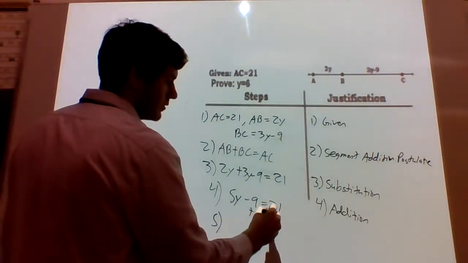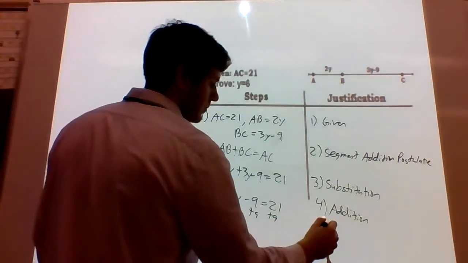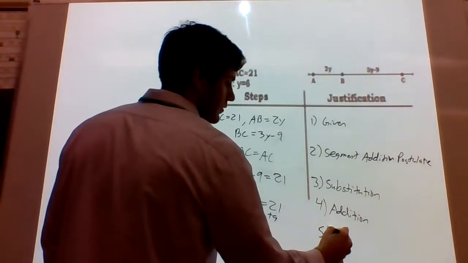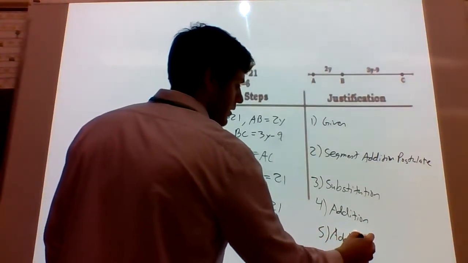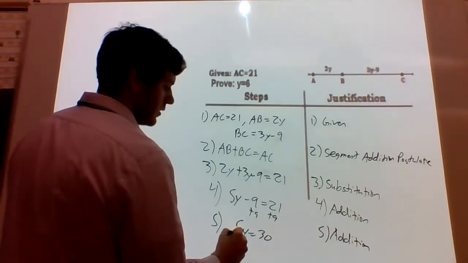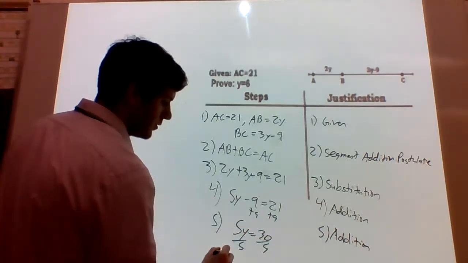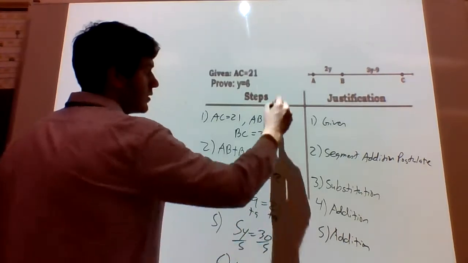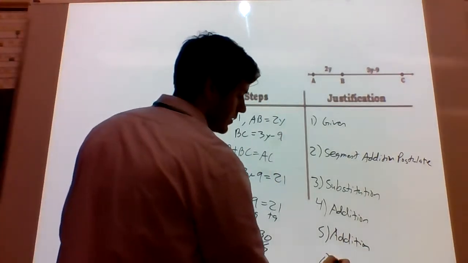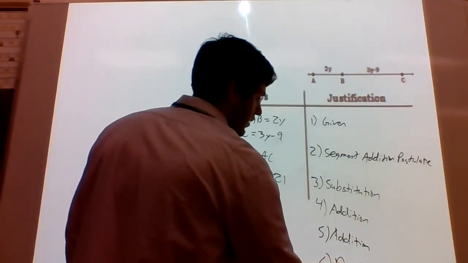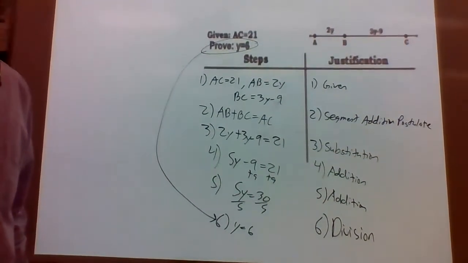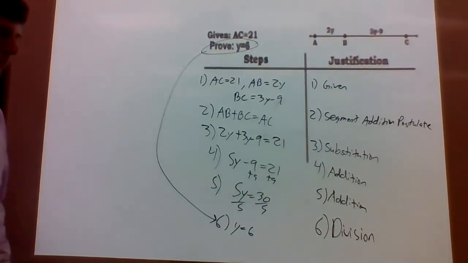Add 9 to both sides. So this is going to be the additive property of equality. So again, let's just say addition to make it simple. 5y is going to equal 30. Then if we divide both sides by 5, we get y equals 6. We do that by division.